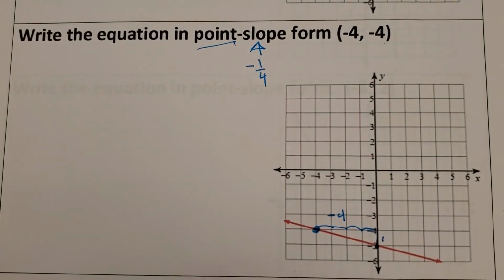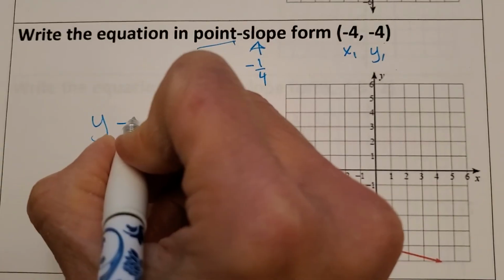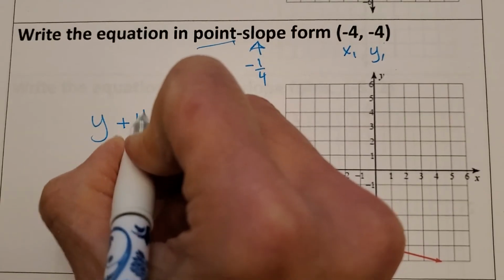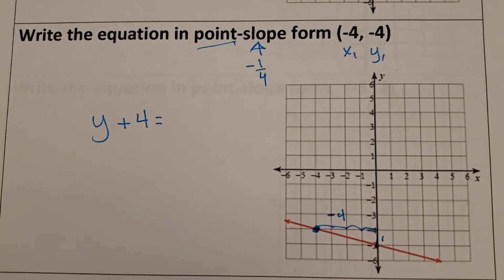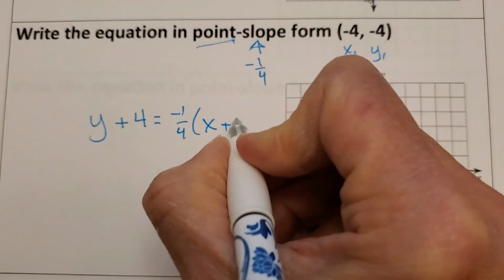I'm ready to write my equation, because that's my x sub 1 and my y sub 1. So y minus a y sub 1, and there's a negative, so it's going to turn into a plus because minus a negative, equals negative 1/4 times x minus an x sub 1.